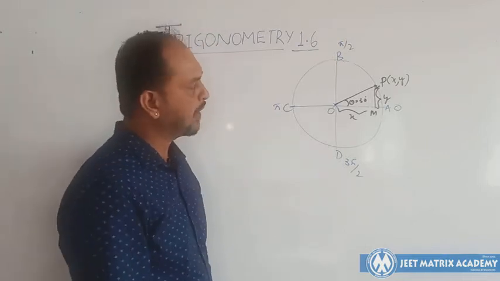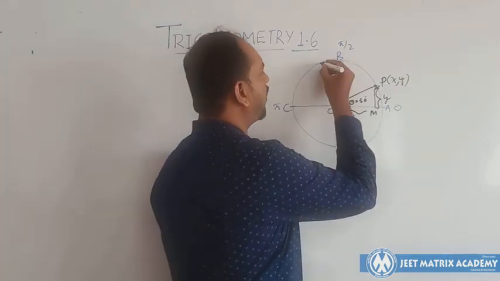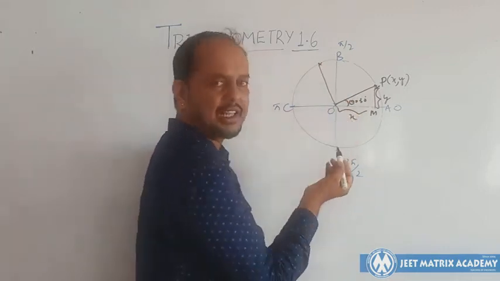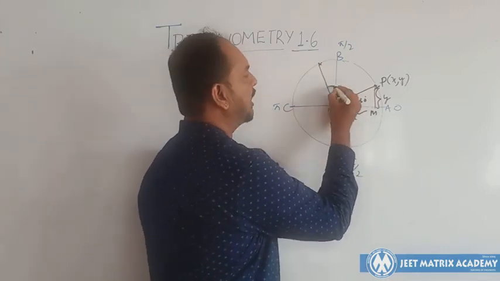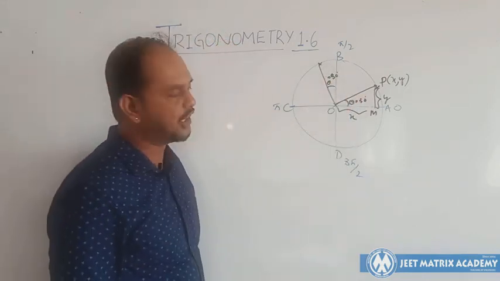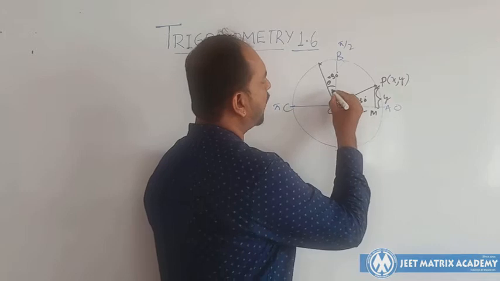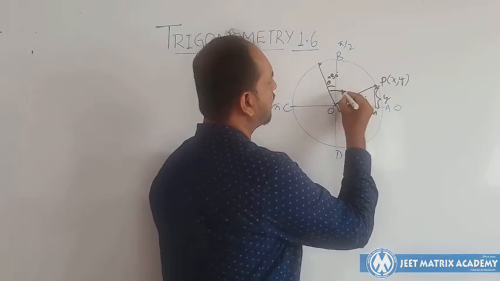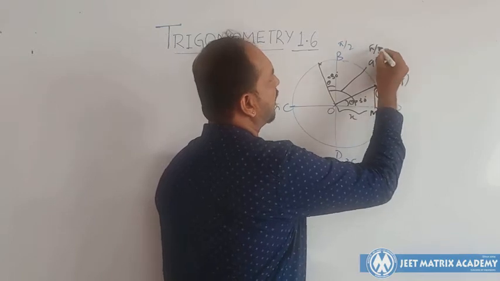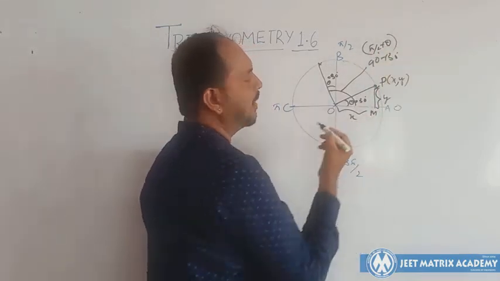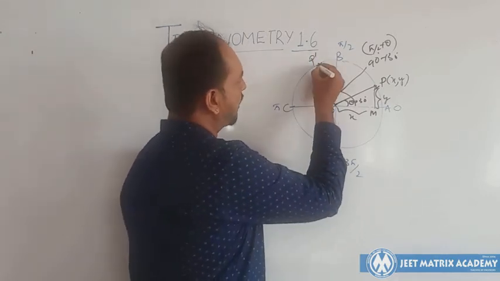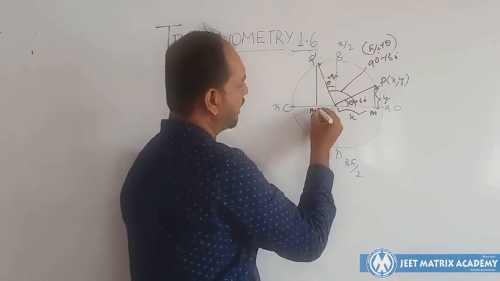Am I right? Now I'll draw one point in the second quadrant such that the angle is pi by 2 plus theta, where theta is again 30 degrees. So my whole angle is 90 plus 30, or pi by 2 plus theta. I'll consider this point P dash. I'll drop a perpendicular, and this is my M dash.